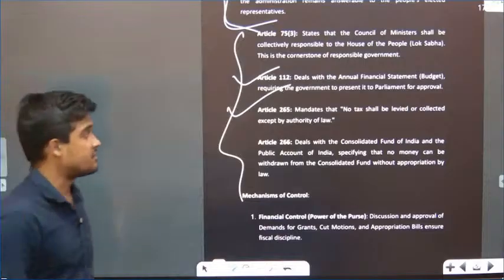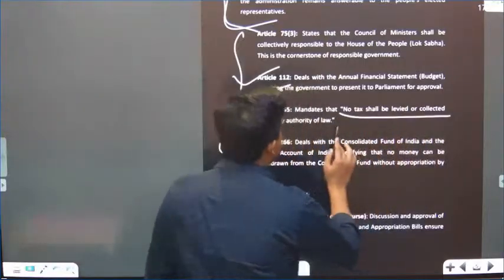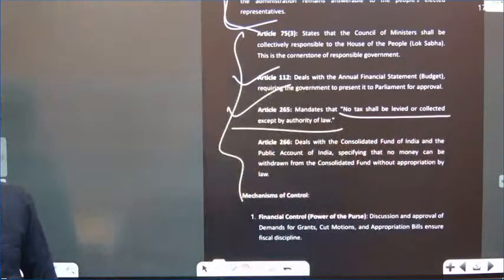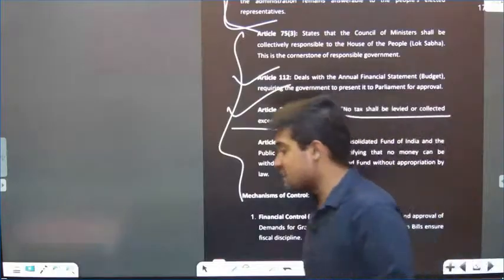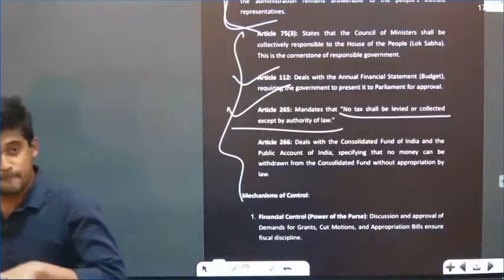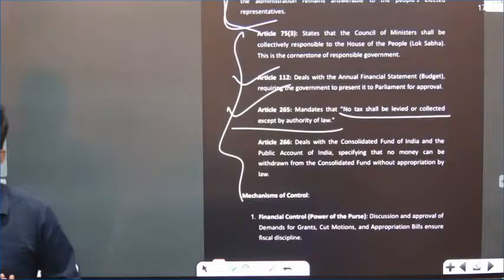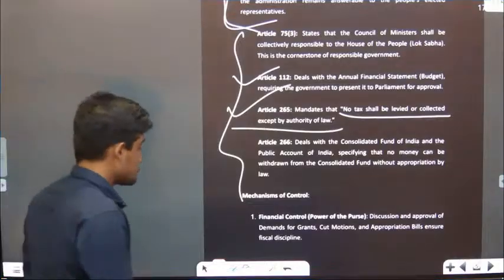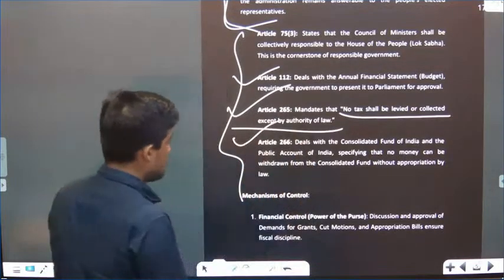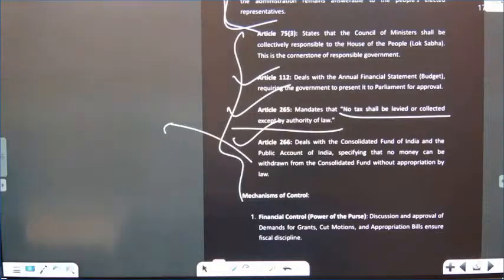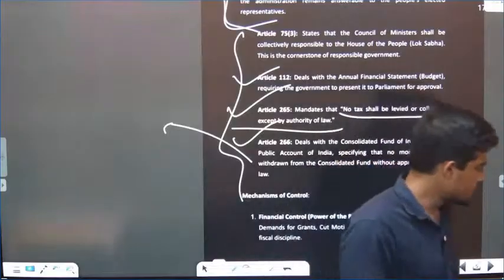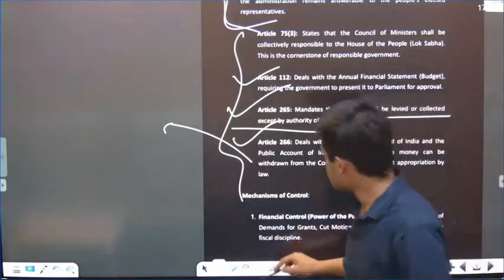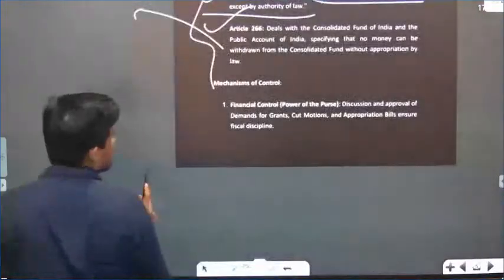Article 265: no tax shall be levied or collected except by authority of law. So any revenue that is being generated has to be generated with the approval of the parliament or the legislature. Similarly, any money that comes out of the Consolidated Fund of India comes out by parliamentary approval. No other mechanism is there. So this shows legislative control is very high.